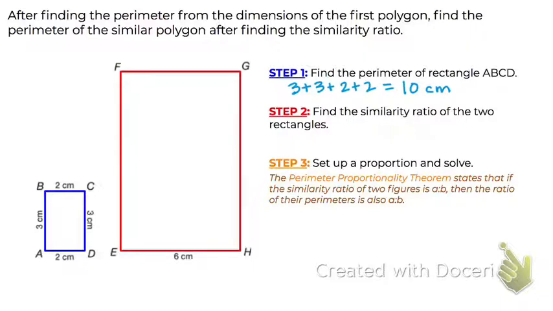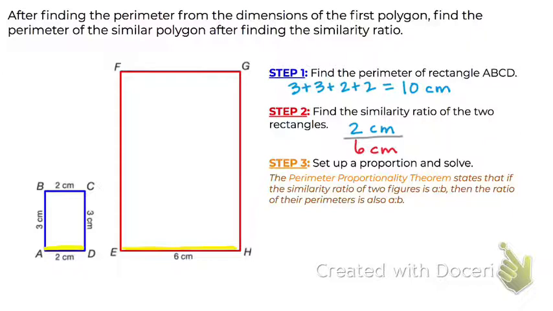And now we need to find the similarity ratio between the two rectangles. So we are given the length of one of the sides on our bigger red rectangle. This is 6 centimeters. Let's compare it to its corresponding side here, the bottom of the other smaller rectangle. That's 2 centimeters. So I'm going to set that up as a fraction. I like to set my similarity ratio as a fraction.